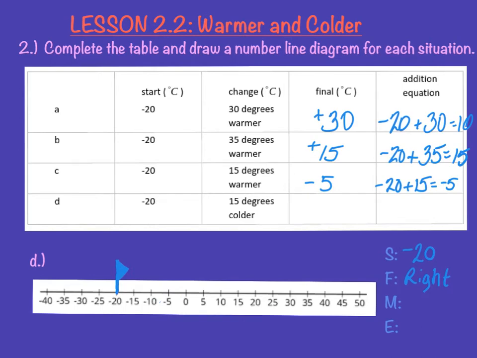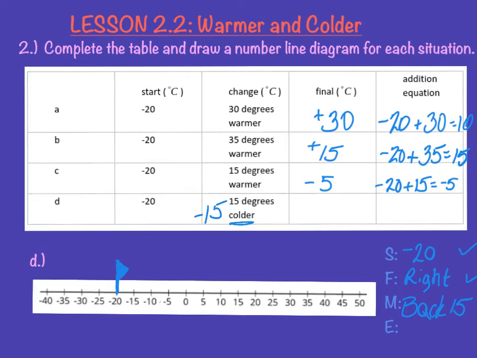Next, I've got same things to begin with. Start at negative 20, face to the right because I'm adding. What's happening? 15 degrees colder. Okay, so it means it's a negative number. And I'm negative 15. Negative tells me I'm moving back. In this case, I'm moving back 15.